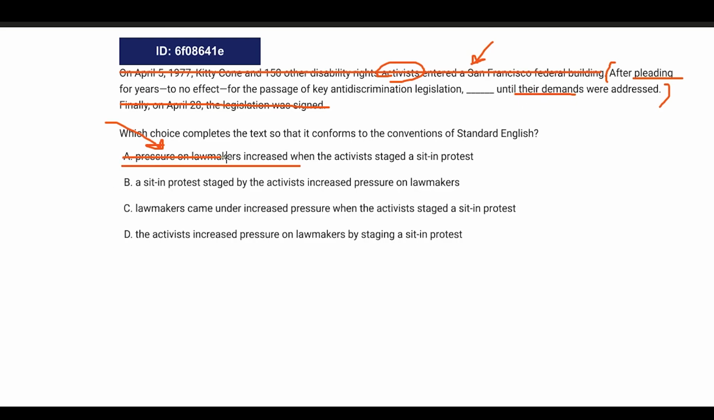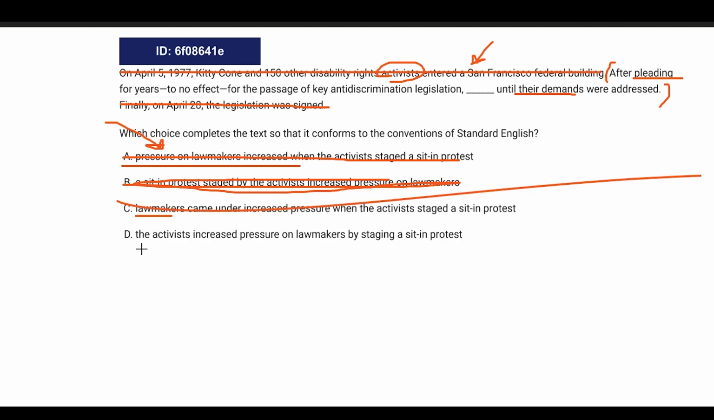Pressure on lawmakers is not a they, so therefore that is the wrong answer. A sit-in protest can also not be the right answer because that's not who they is. They're not a sit-in protest. Lawmakers came under increased pressure when the activists. Well, see, it starts with a subject, but it's the wrong subject. We're not talking about the lawmakers. We're talking about the activists. The activists increased pressure on lawmakers by staging a sit-in protest until their demands were addressed. It's going to be D because it is our subject and it matches.